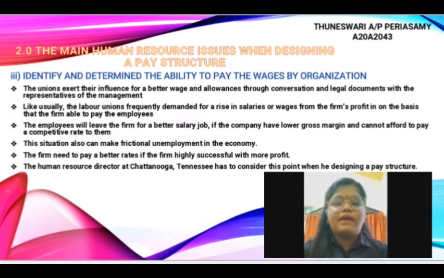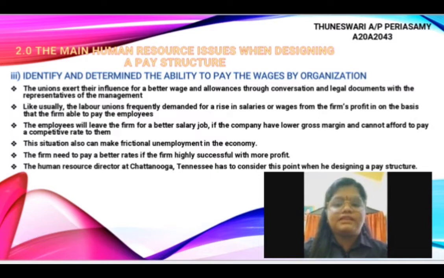Moreover, the employees will leave the firm for a better salary job if the company has a lower gross profit margin and cannot afford to pay them a competitive rate. This is because the demand and mobility of the employees are high. Furthermore, this situation can also cause frictional unemployment in the economy.